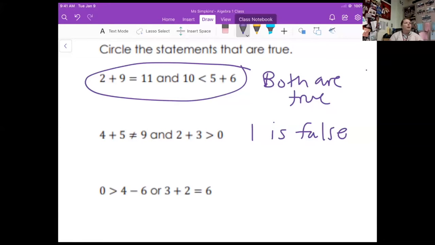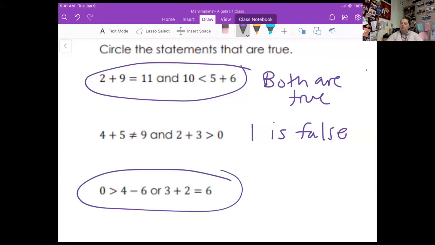Yeah, because 4 minus 6 is -2. 0 is greater than -2. Or 3 plus 2 equals 6. No, but can I circle it? Yes, because it's an or. That means only one has to be true.